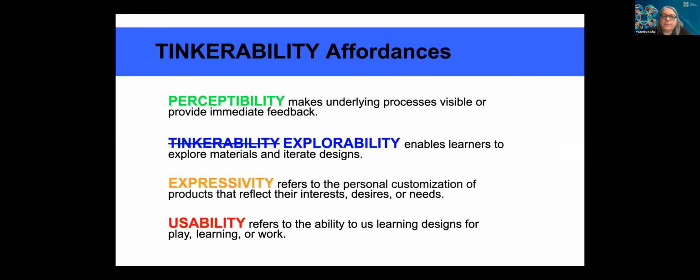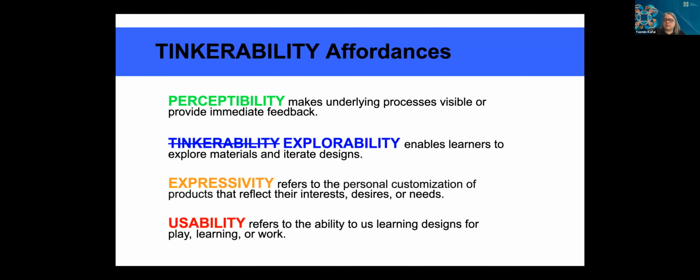And what we did in the paper, you can read this for more detail. We decided to unpack a little bit what we mean by tinkerability, which is a very popular term in maker education. So perceptibility is really important: making things visible, immediate feedback. And I just changed the name. I think it should be explorability: enables learners to explore materials and iterate designs. Expressivity refers to the personal customization. I think we really value tools which facilitate that.